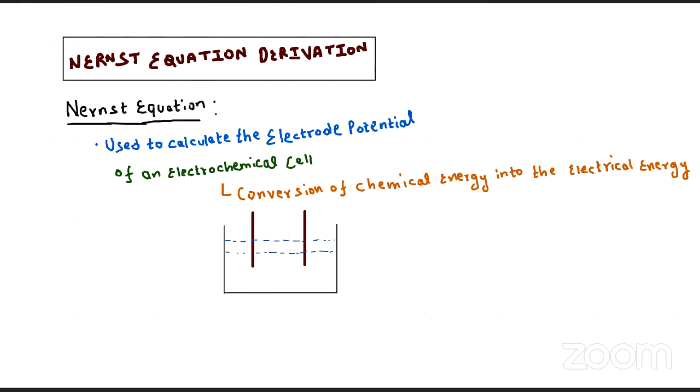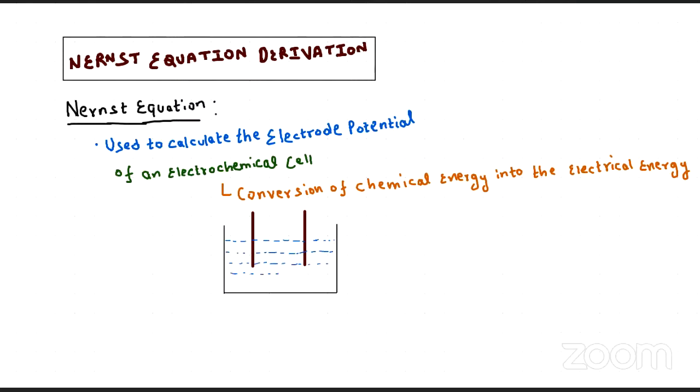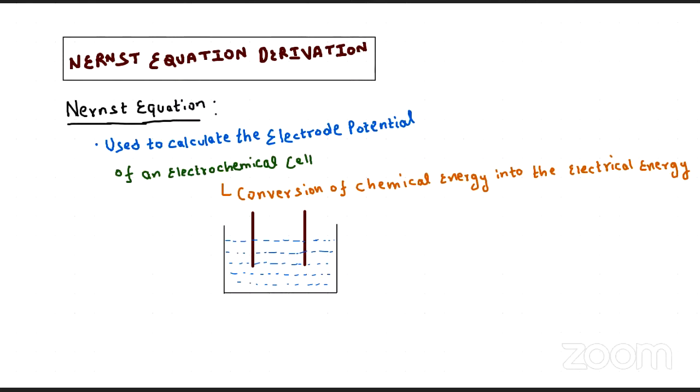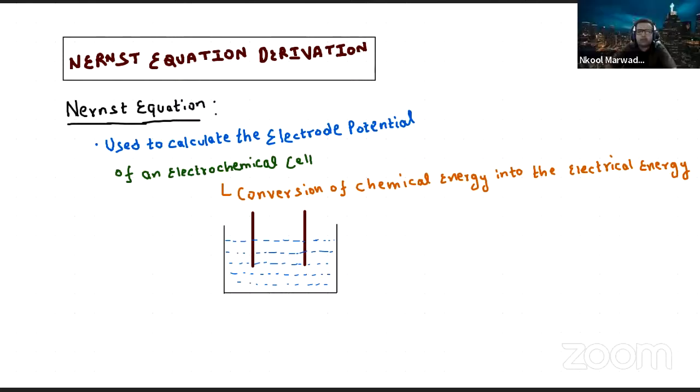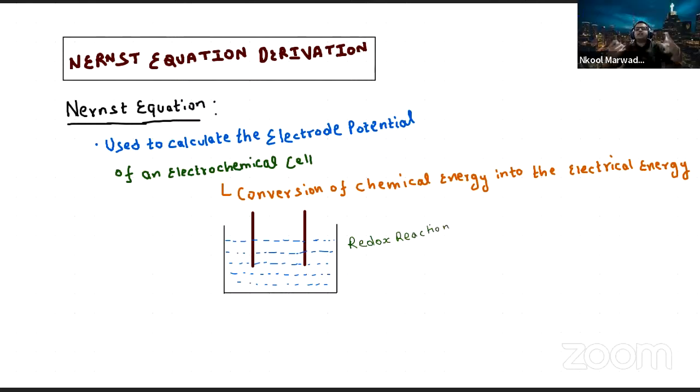Now, what happens is that automatically a chemical reaction takes place in this arrangement, wherein at one electrode oxidation will take place, and at the other electrode reduction will take place, and a redox reaction will take place. What is a redox reaction? A reaction involving both oxidation and reduction. It will occur spontaneously, naturally.